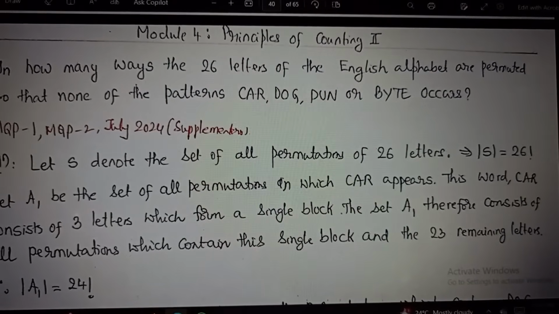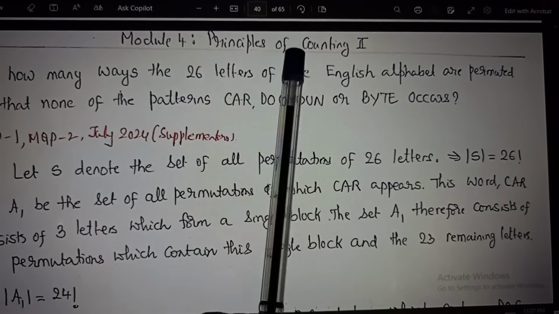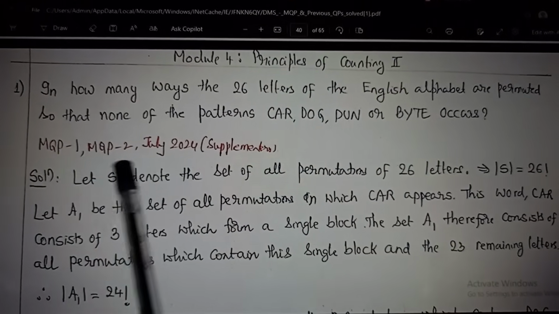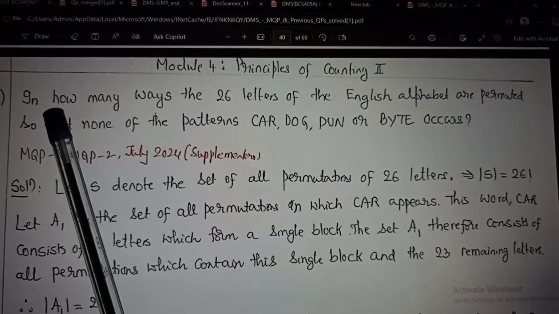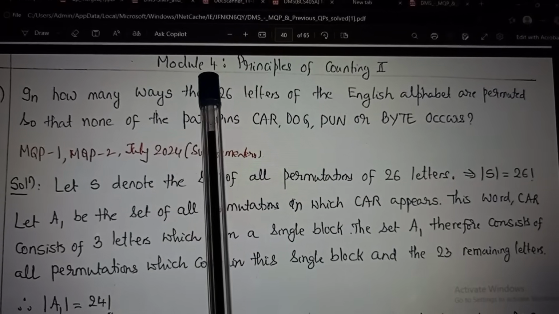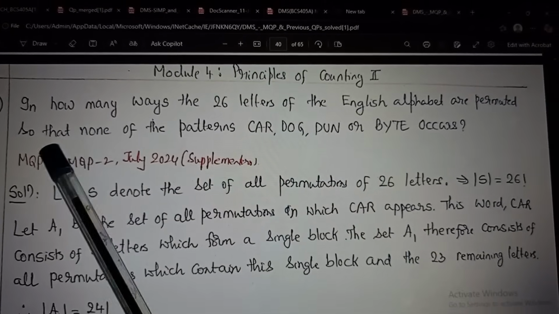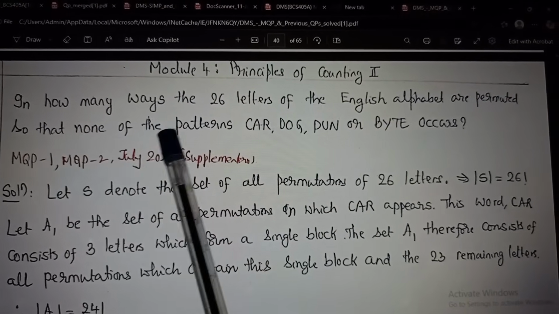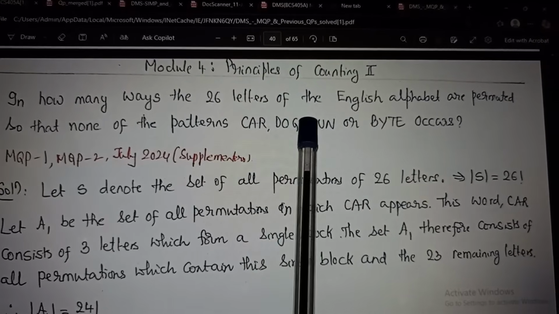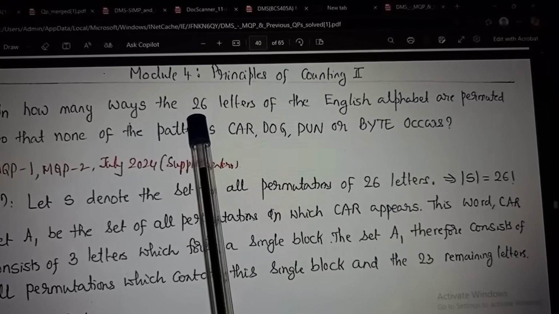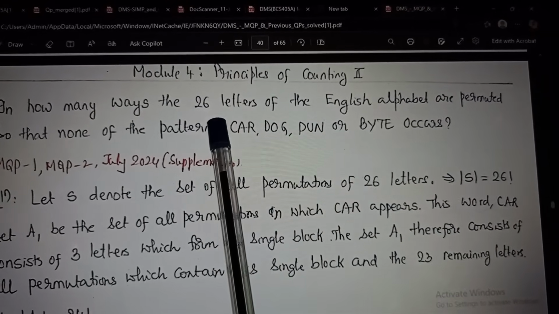In this video I will be solving module 4 Principles of Counting 2. First question, which was asked so many times. Let us understand in how many ways the 26 letters of the English alphabet are permuted so that none of the patterns car, dog, pun or bite occurs. First of all, we have to find the permutation of 26 letters.